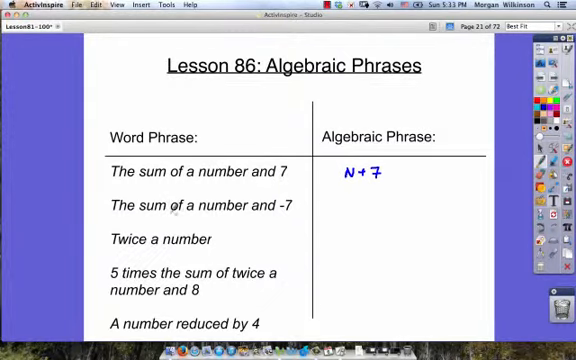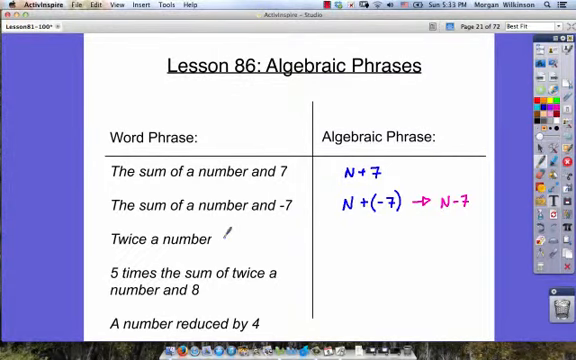Next we have the sum of a number and negative 7. So the sum of a number, we're going to add something to that number, and we're going to add negative 7. So we're going to put that negative 7 in parentheses. So we've got n plus negative 7. Now an alternative way that you could write this same answer would be to say n minus 7. Because if we're adding a negative number, that's the same as subtracting. Let's look at our next problem.